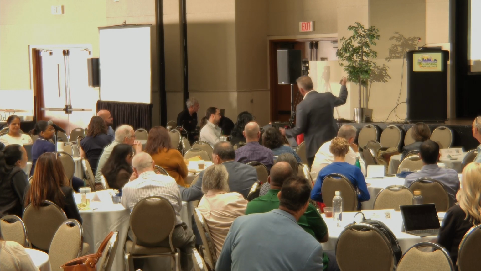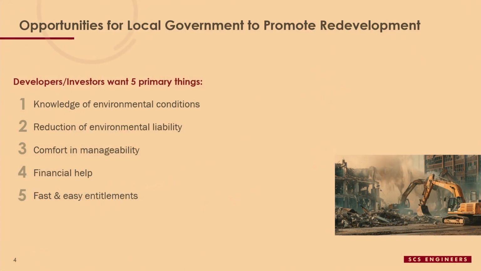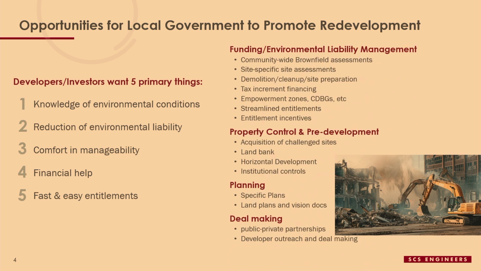And because I couldn't resist, fast and easy entitlement's not really related to brownfields, but all developers want that, so it's something that we can do. So then I thought, okay, what are some of the things that local government can do to help promote and accomplish those 5 things I had on the left? I came up with a laundry list. There's probably a lot more. I put them in a few categories.